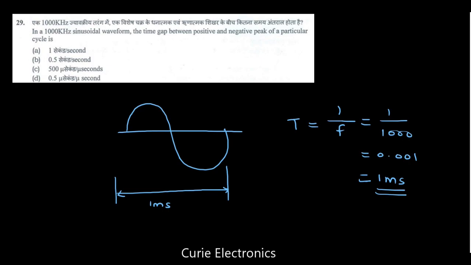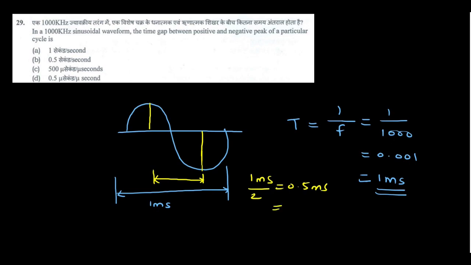So what is the question? The time gap between positive and negative peak of a particular cycle. So from here to here, what is the time? That is going to be half of 1 millisecond, if you look at the symmetry. So 1 millisecond upon 2, what you will get? 0.5 millisecond. If you write it in microsecond, it is 500 microsecond. So option C is the right answer.